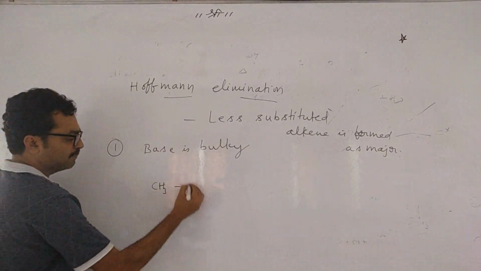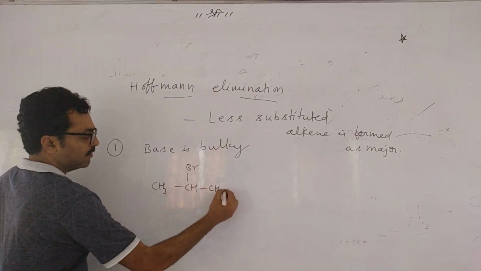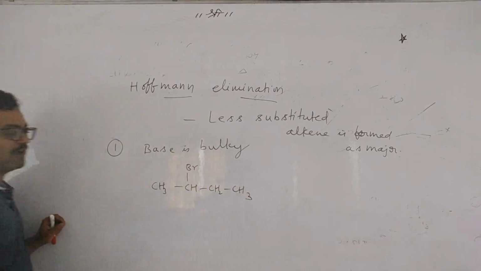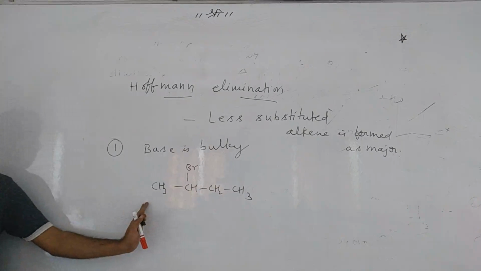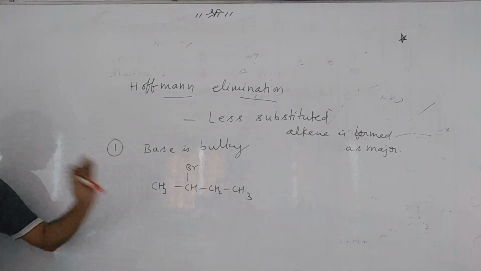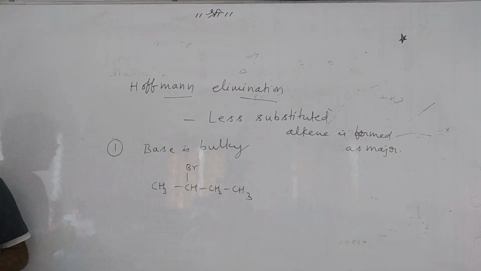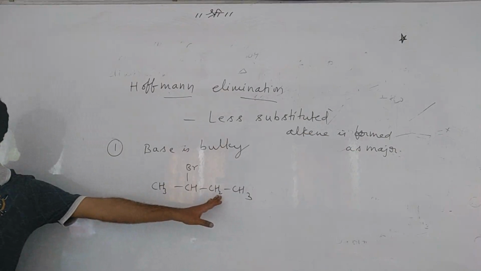I have taken a very simple example, not a big one. This is your 2-bromo-butane. Everyone knows what the products are? Generally, leave the base aside. What are the products? 1-butene and 2-butene. If I remove H here, 1-butene. If I remove H here, 2-butene. Any doubt in this? No doubt?